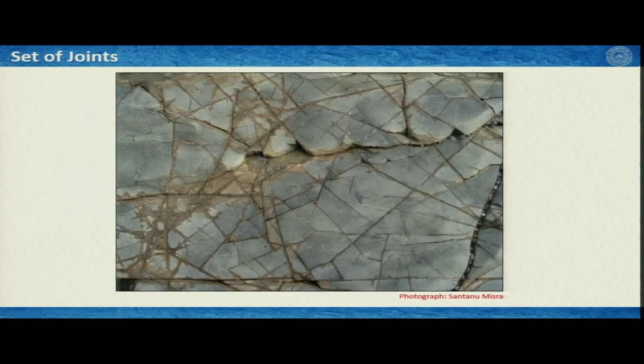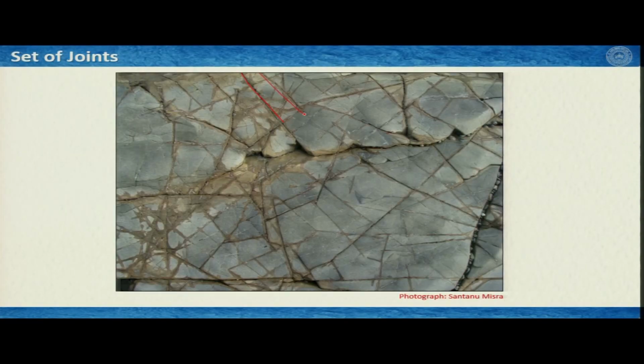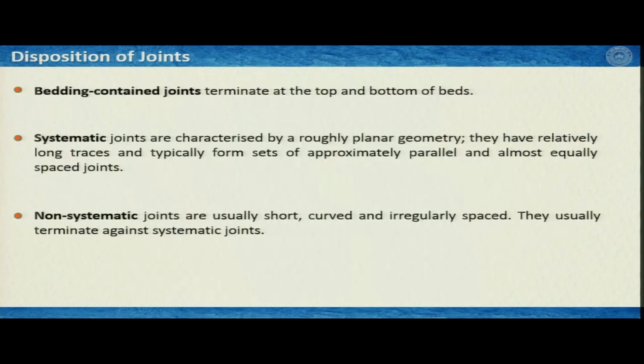Now, not necessarily do you always have parallel sets of joints, so they can be in a different way. We will see this image again, but you see there is no apparent parallelism of the joint sets. Maybe these sets are a little bit parallel to each other, but then they terminate against another joint and so on. These we call something which we will learn later in the next slide.